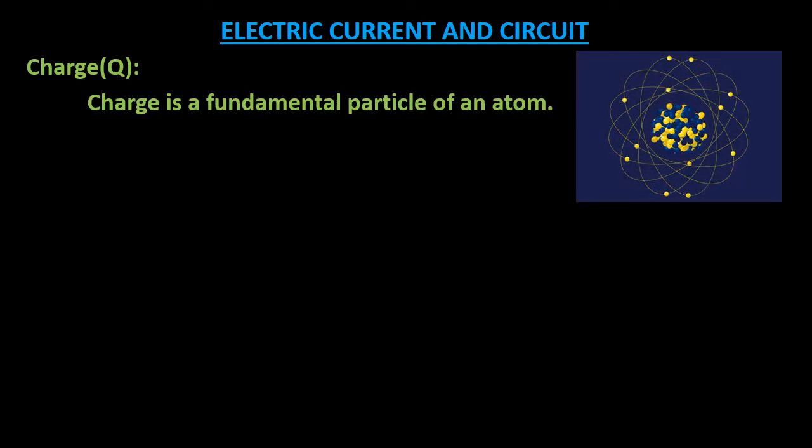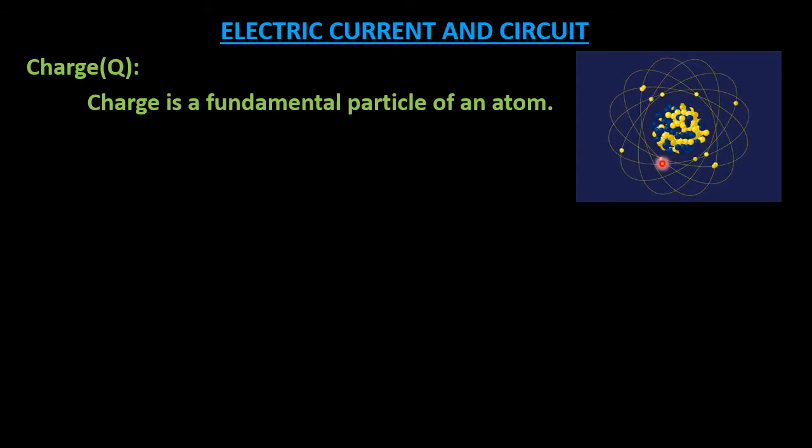Now let us discuss the first topic from this chapter, and the topic is electric current and circuit. In order to understand electric current, first we must know about charge, because electric current is the rate of flow of charge. So first let me define electric charge as a fundamental property of an atom.